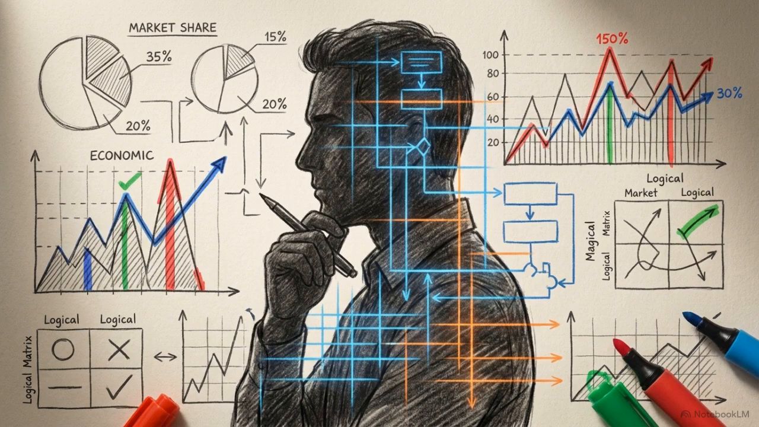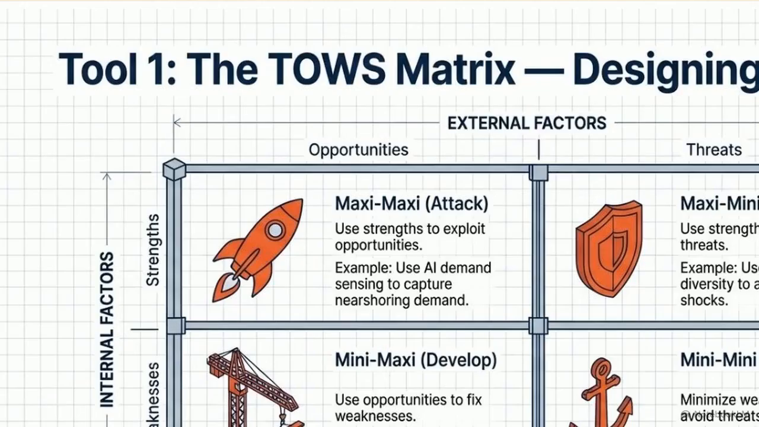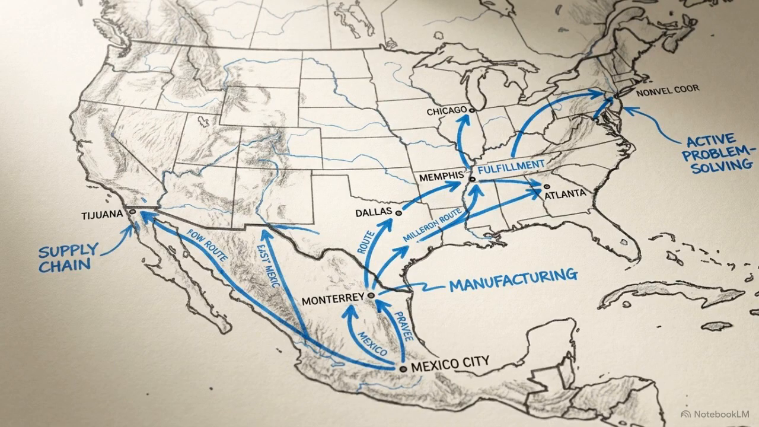Notice that we start with the external environment at the top. This is the outside-in rule. Strategy must react to the competitive environment first, rather than starting entirely from internal self-assessment. Let's fill the grid. Starting with the top left, the maxi-maxi or attack strategy. Here, you combine strengths and opportunities. An example is using a proven AI demand sensing platform to capture a sudden surge in nearshoring demand.